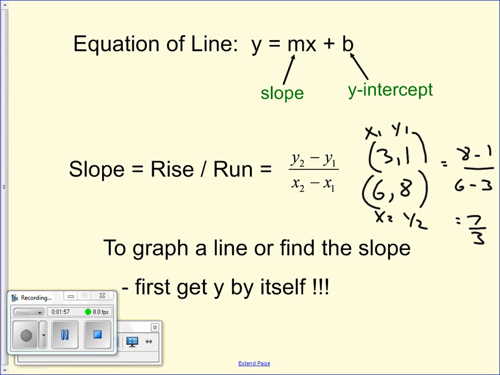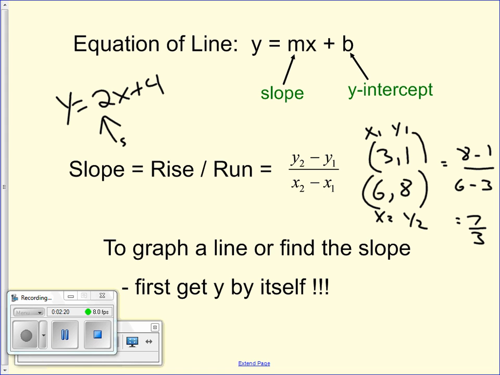So from the equation, you can get what the slope is directly. It's the coefficient of the x. And then the b is the y-intercept. So for example, if I had the line y equals 2x plus 4, I know right away that the slope of this line has to be 2.